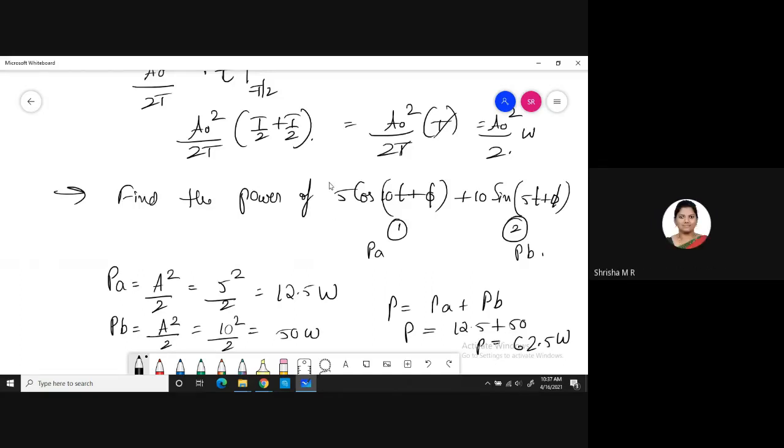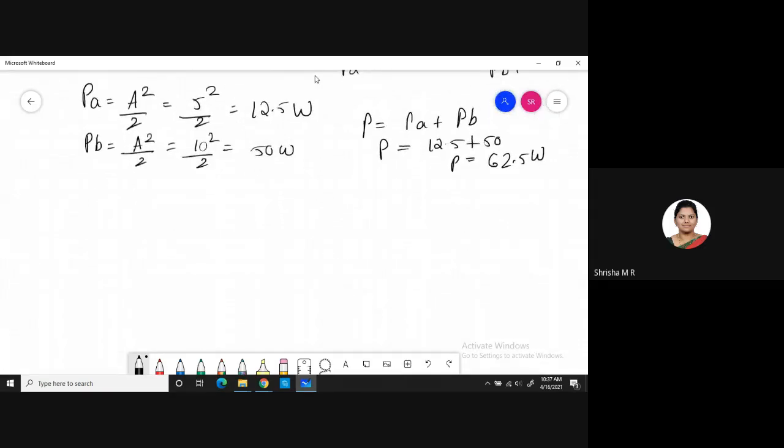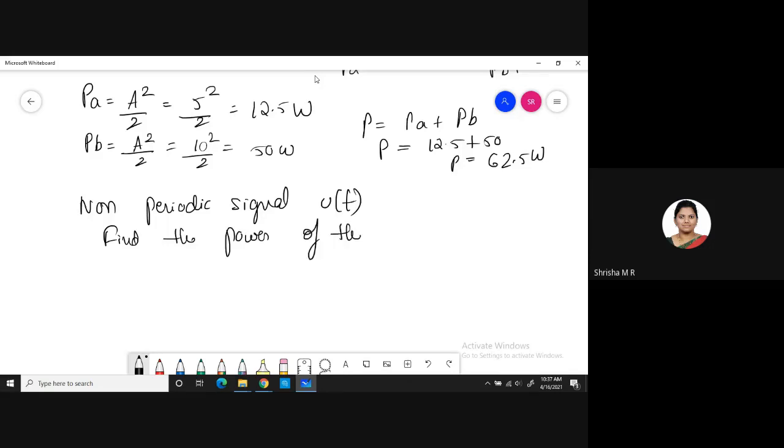Okay, so we have seen some power signals and energy signals. I told you there is an exceptional case. So we have one unit step signal. We shall find the power of the unit step. Unit step is a non-periodic signal, so we shall find the power of that non-periodic signal, u of t. Given the question, find the power of the given waveform. So take down the waveform.